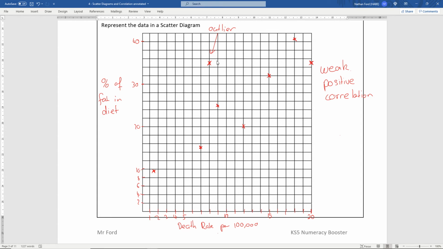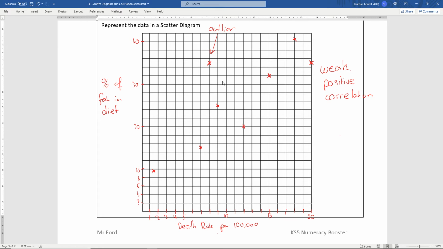So this is an outlier, and it's something you consider if you're asked to analyze or describe the effect of this one here. That's one of the issues. Without this, you'd have a very strong positive correlation because you could draw a nice, easy line of best fit. But at the moment, with that, it's actually quite weak.